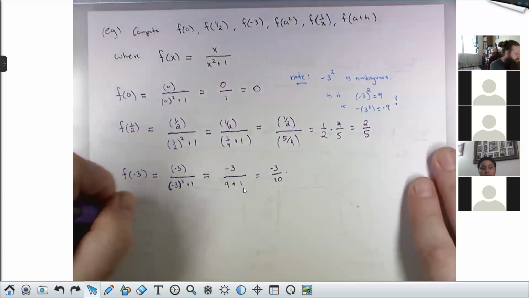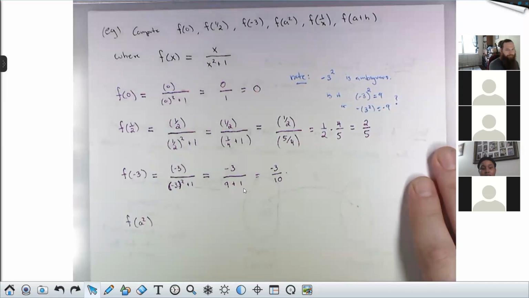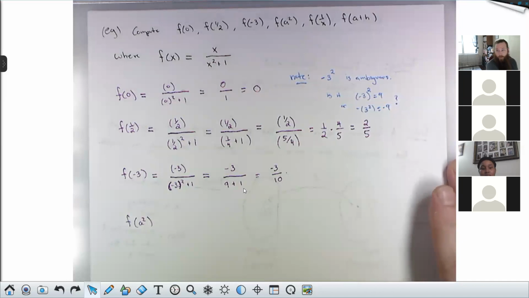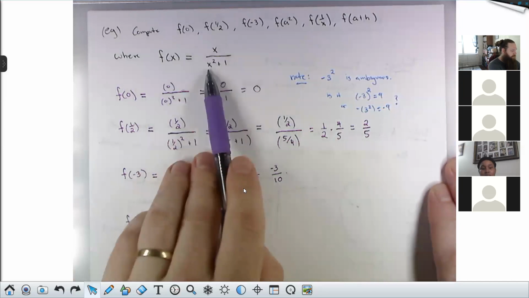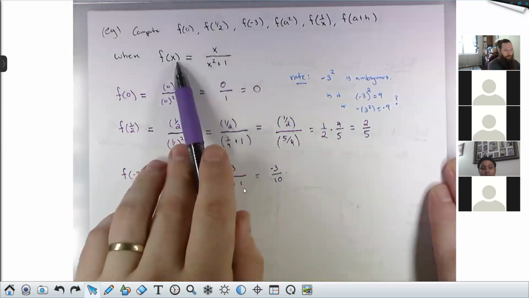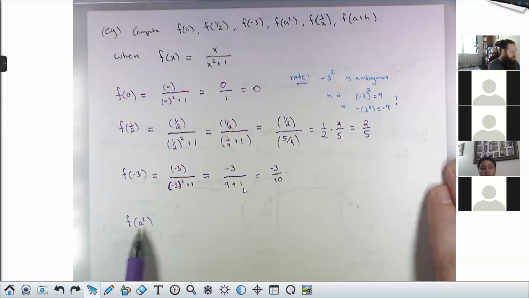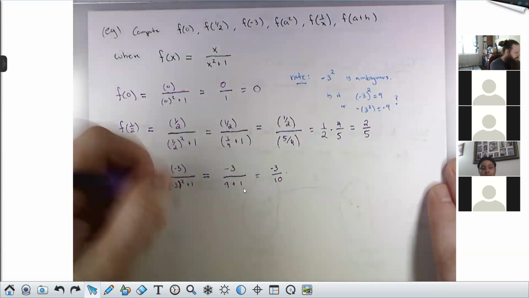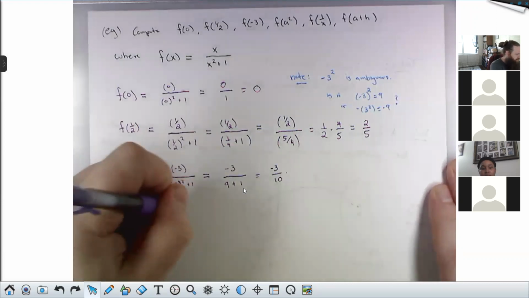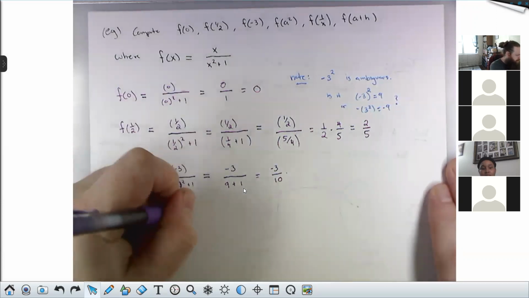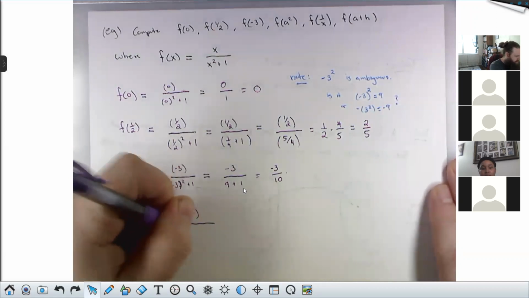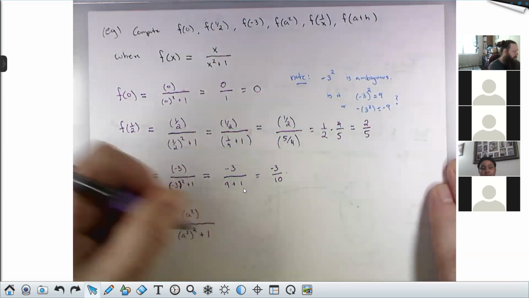All right, next up would be f of a squared. I could ask you for f of anything. I could ask you for f of a soccer ball or f of dog shit. F of whatever you want is what you get by coming in here and swapping these parentheses for whatever you're going to put in here. So f of a squared. I don't know what a is. It doesn't matter. I just follow the same pattern. Everywhere there's an x in this formula, I'm going to replace it with parentheses a squared. So I get a squared over a squared squared plus 1.